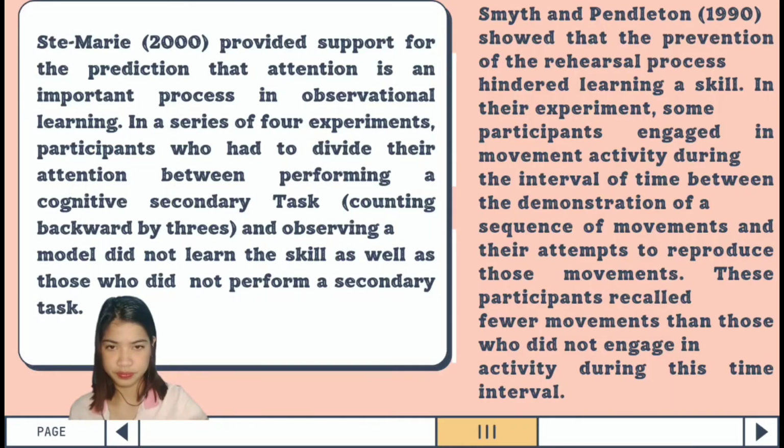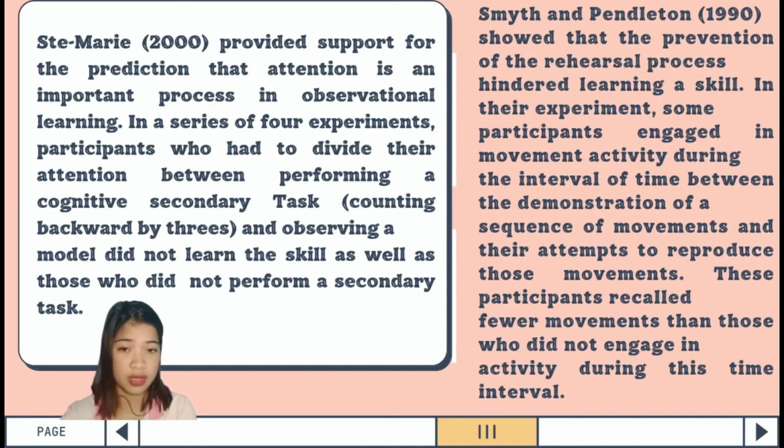There are several research studies that have provided support for the cognitive mediation theory by demonstrating evidence that is in line with predictions of the theory.